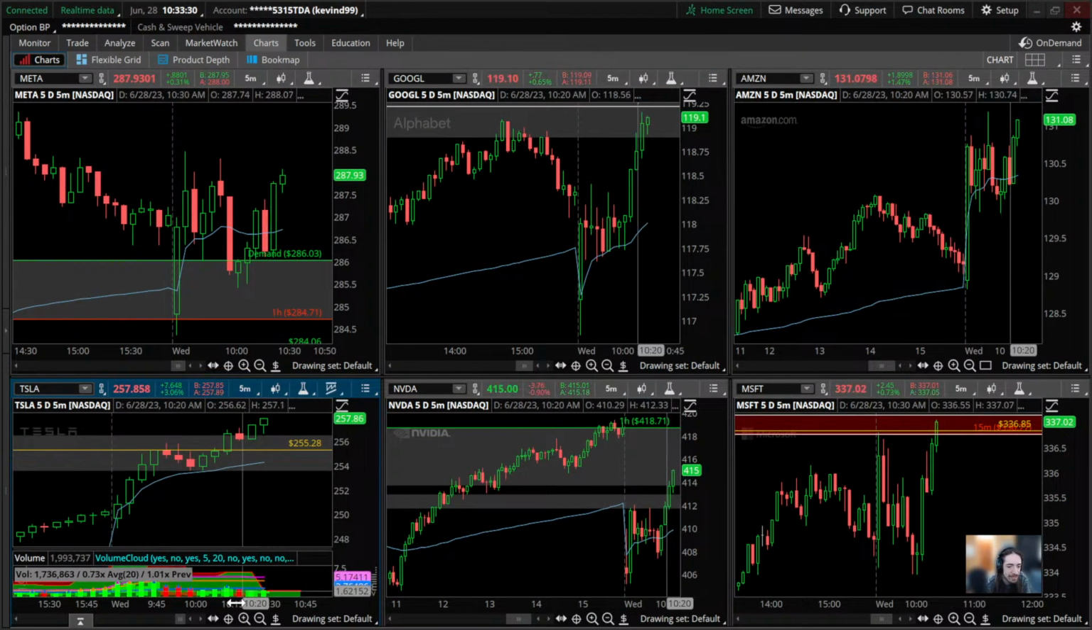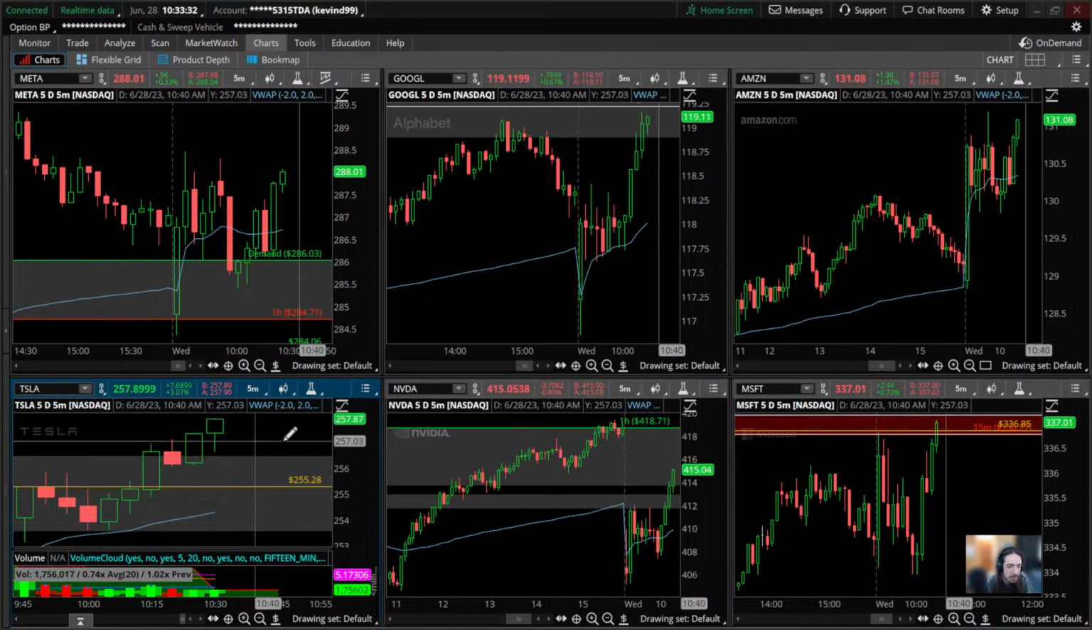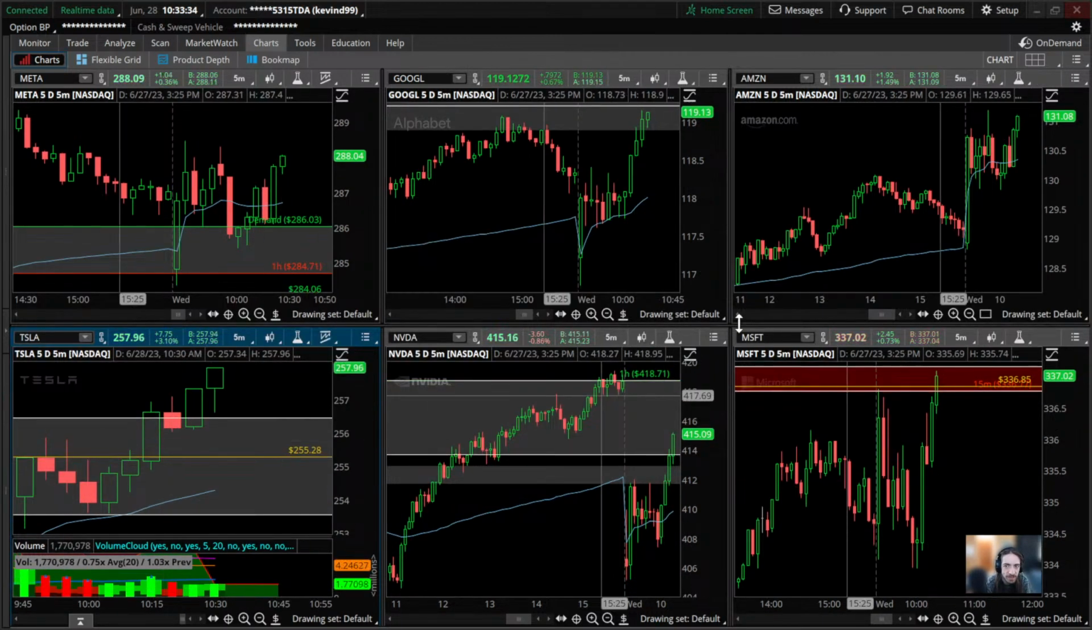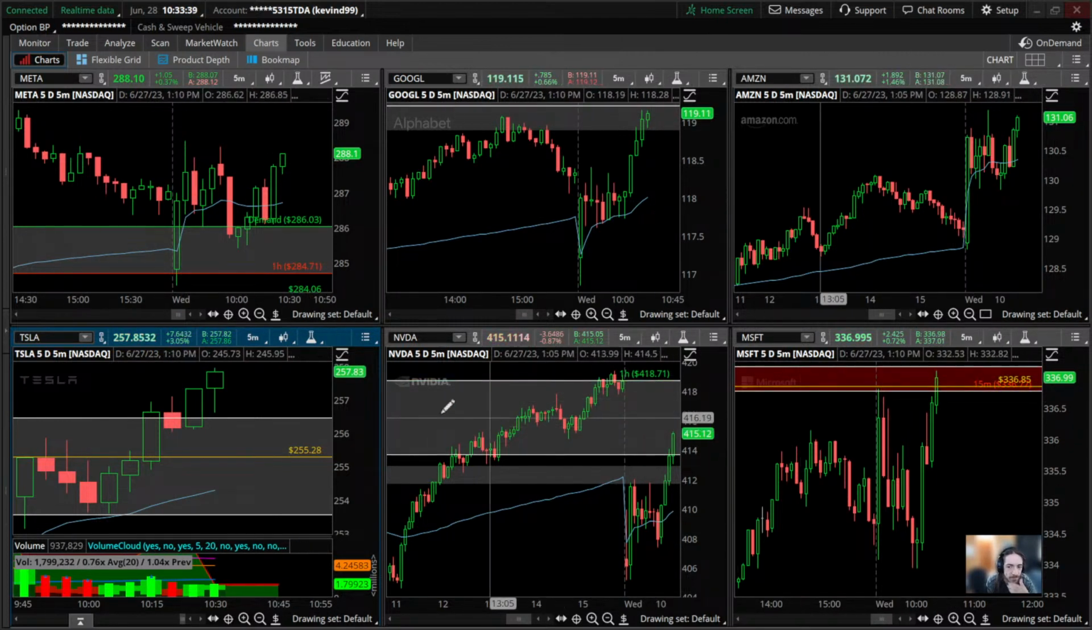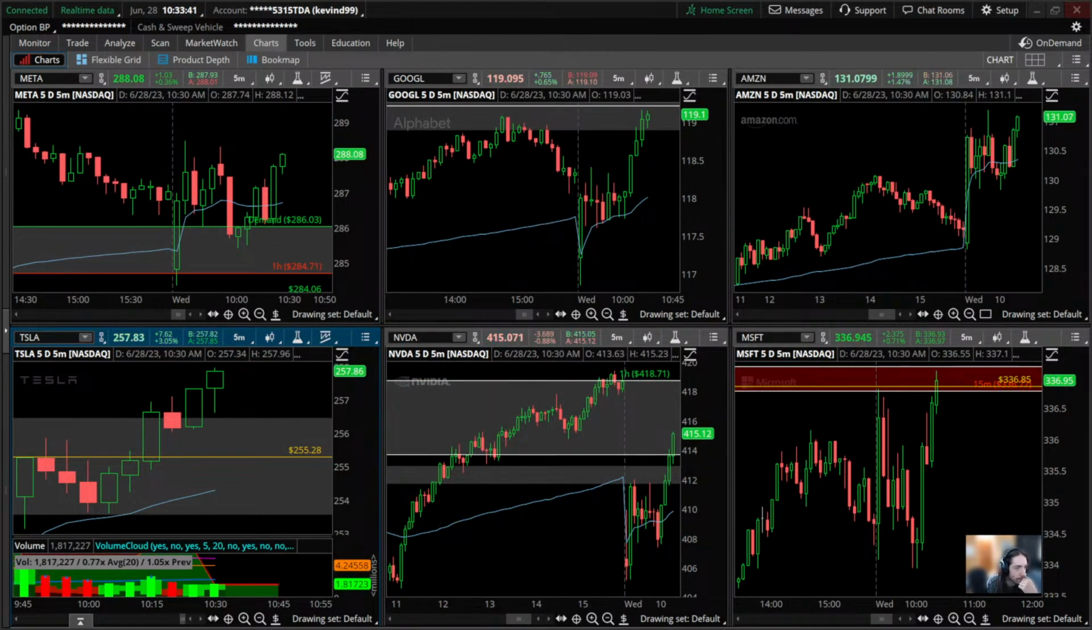Oh, look at that guy. See Tesla, the next 5-minute candle. I said it was probably going to be a good scalp. That's a good move right there. Same with Google, Amazon, Meta. Yeah, good buying power right now, guys. Good stuff.